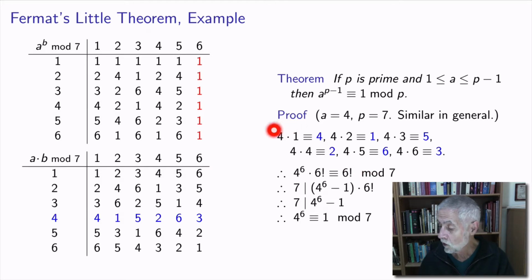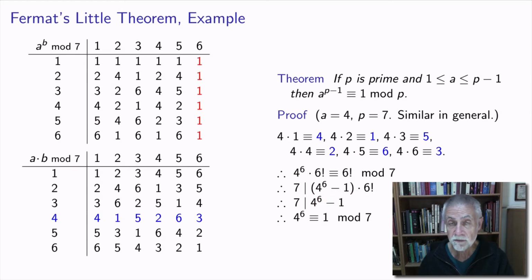So multiplying all the elements on the left of the 6 congruent signs, I get 4 to the 6 times 6 factorial. Multiplying all those on the right of the 6 congruent signs, I get 6 factorial. So it follows that 4 to the 6 times 6 factorial is congruent to 6 factorial mod 7, which means that 7 divides 4 to the 6 minus 1 times 6 factorial. 7 must divide the difference between that and that, which is equal to that.